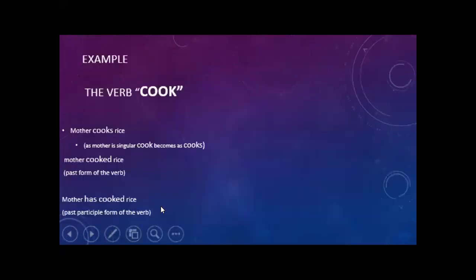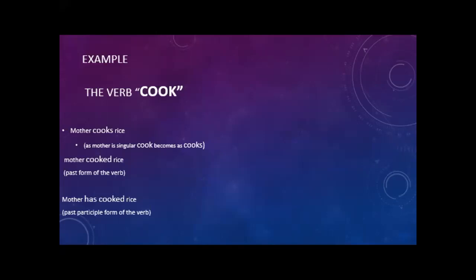Right. Okay. Now let's take the verb cook as an example to understand how to change a verb into different forms. Look at this. Mother cooks rice. There, mother is a singular noun. So we have to use the verb cook as cooks. We add s to the end of the verb cook.